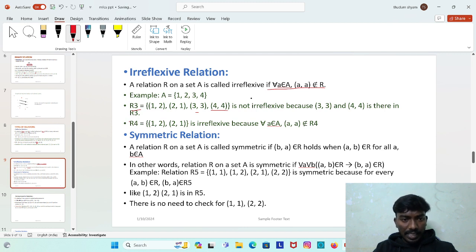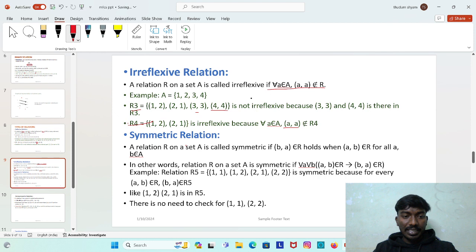Next, we are taking another example. R4 is 1 comma 2 and 2 comma 2. It is irreflexive because it does not contain elements like a comma a, such as 1 comma 1 or 2 comma 2, which would belong to a reflexive relation. Irreflexive means the set does not contain ordered pairs like a comma a, so they do not belong to the set R4.